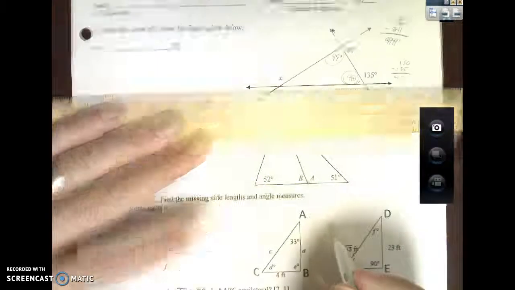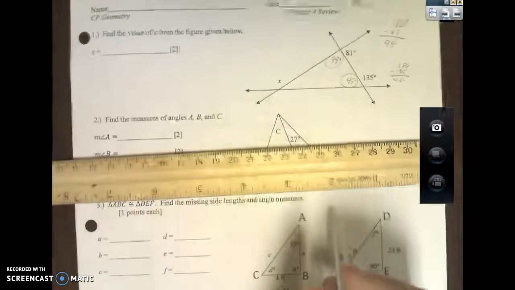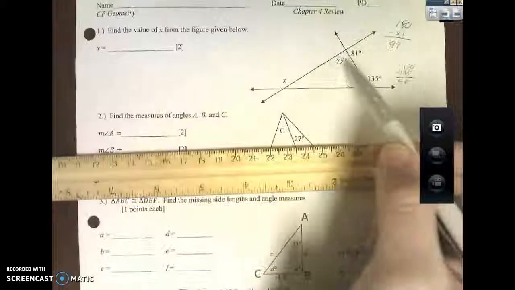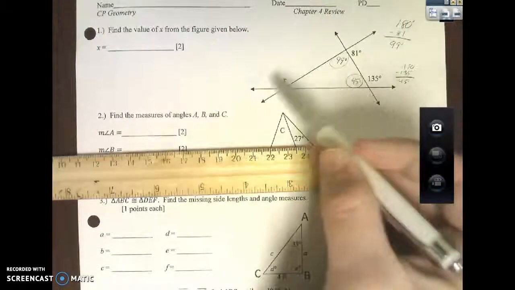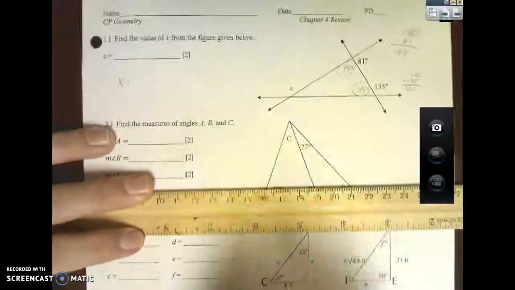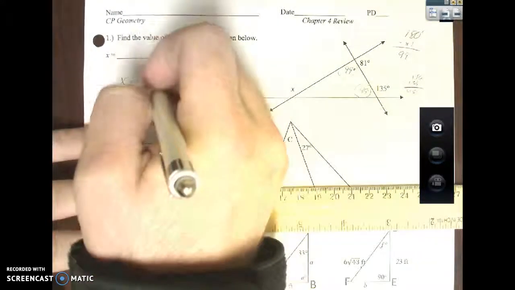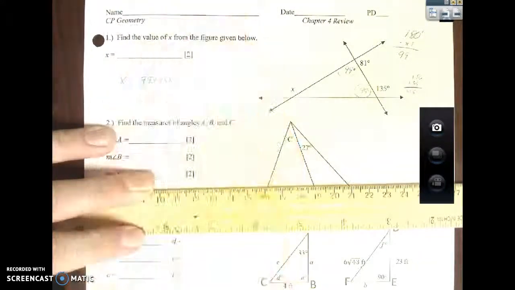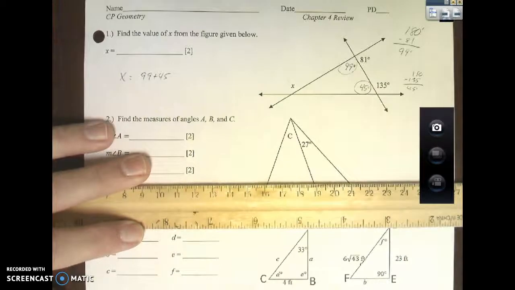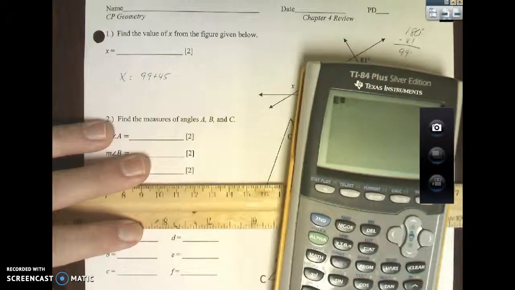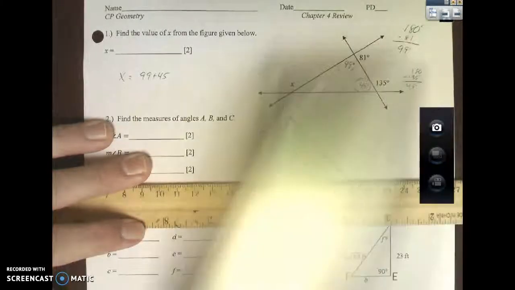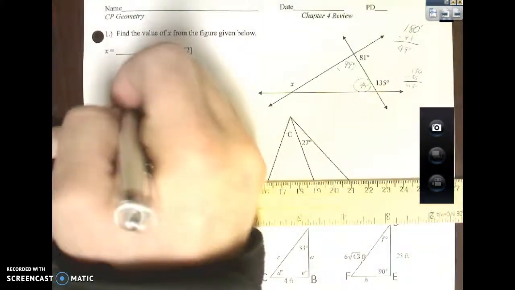Okay, now, if you can recall, we have an exterior angles theorem. The 2 interior angles add up to equal the outside. So what I could do here, if you remember that theorem, is x equals 99 plus 45. If I take my calculator and throw in 99 plus 45, we get 144 degrees. Okay, x equals 144 degrees.